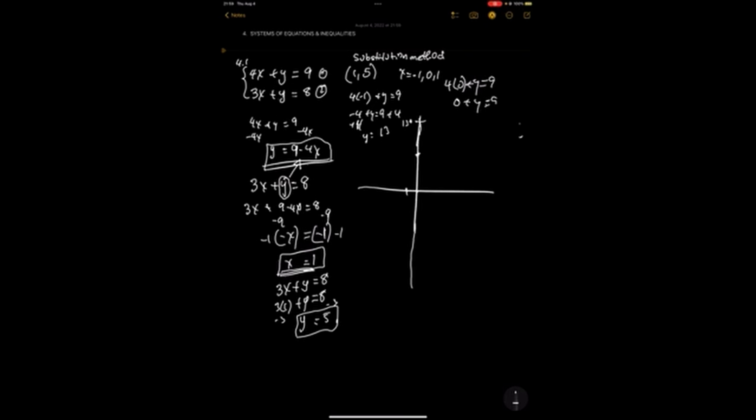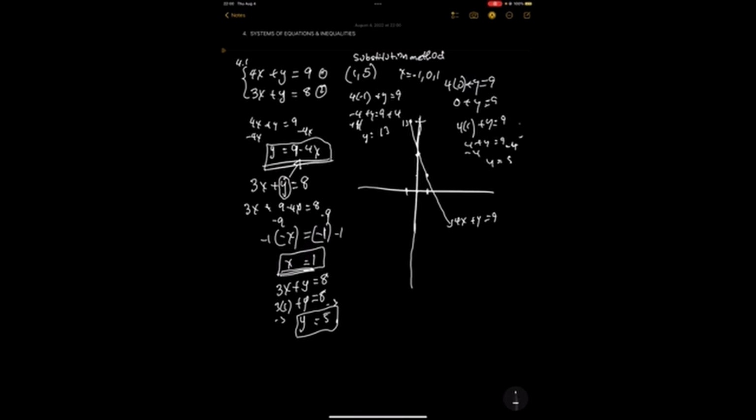At x equals 1, we already know y equals 5, right? So 4 times 1 plus y equals 9. That's going to be 4 plus y equals 9. I'm going to subtract 4 on both sides, so y equals 5, which we already knew. So that's going to be right here. Let's say this is 5 right here. So the first equation, the graph looks something like this. This is the graph of 4x plus y equals 9.